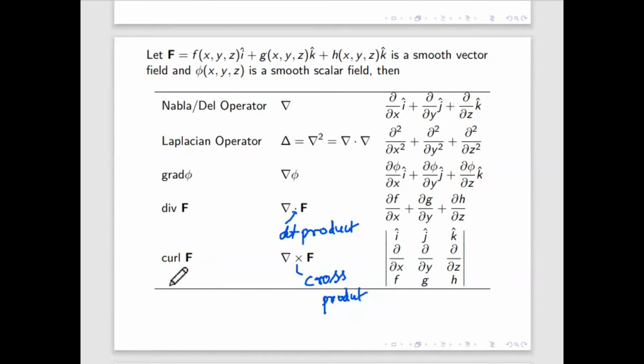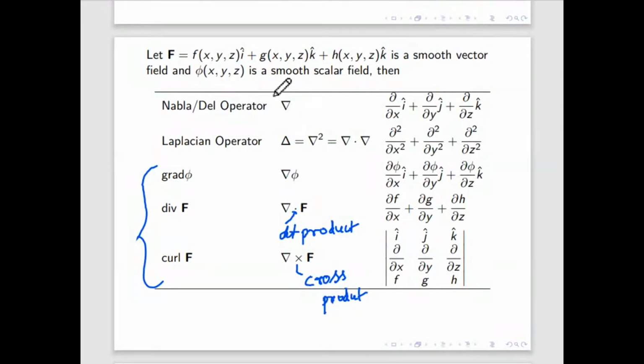These three things are very important. We will use them when we define line integrals and surface integrals. We'll also do some examples on how to find the gradient. One major thing is: is this del operator a vector or a scalar?